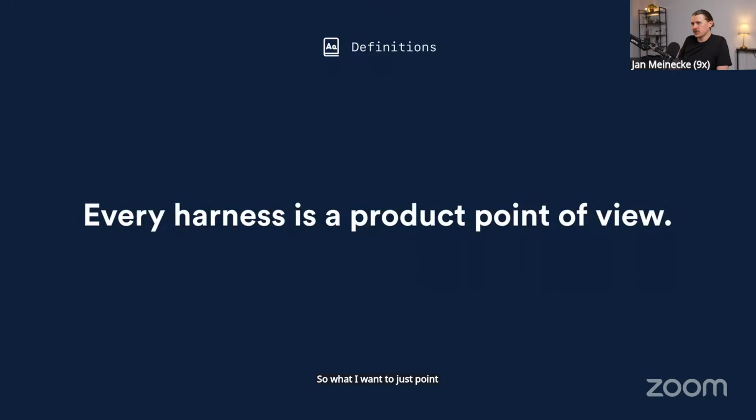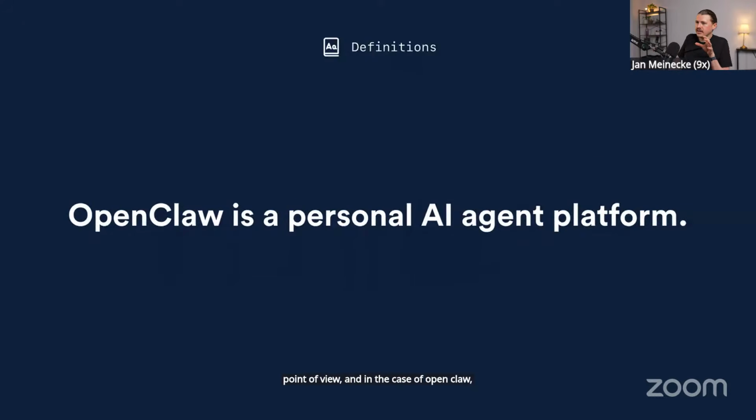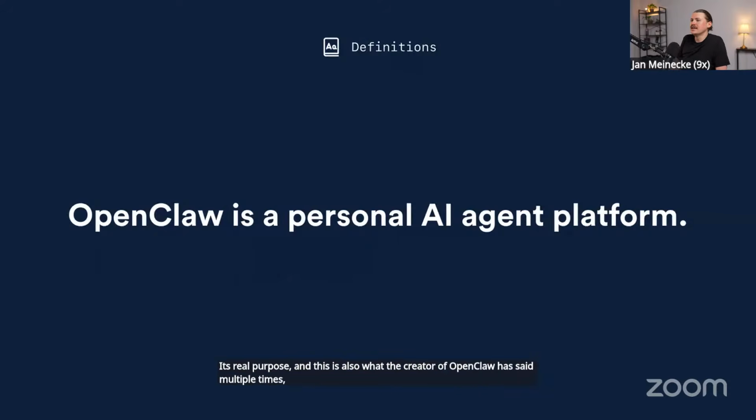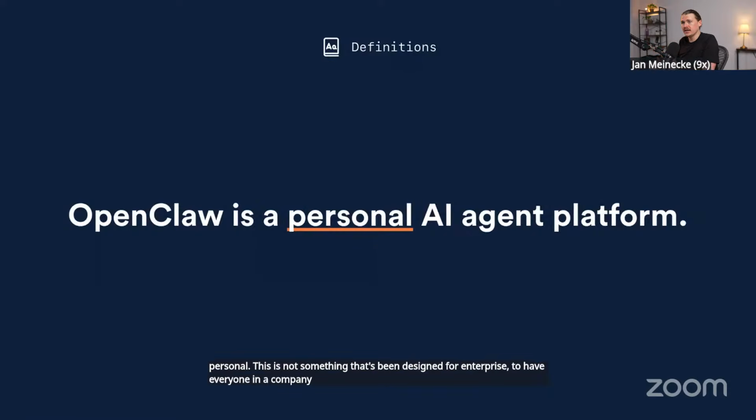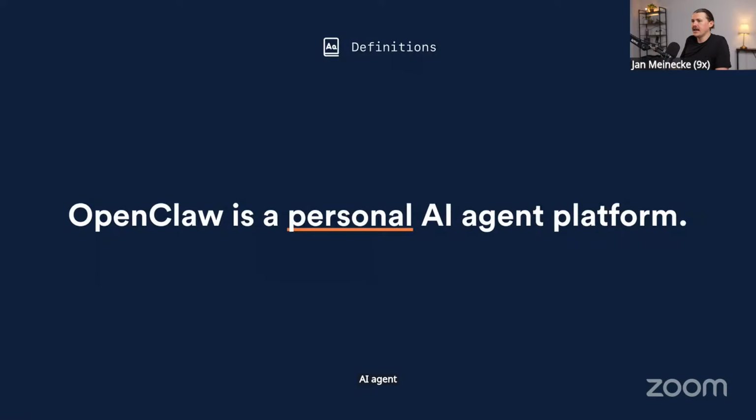So what I want to point out here is that every harness that we're seeing is built from a product point of view. In the case of OpenClaw, its real purpose, and this is also what the creator of OpenClaw has said multiple times, is a personal AI agent platform. And really the key word there is personal. This is not something that's been designed for enterprise to have everyone in a company using it. It's really been designed for a person that's experimenting with AI to set up their own personal AI agent. And so that's really why we have all of these capabilities that we'll be seeing in a second.